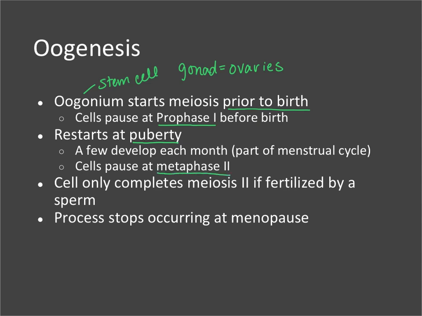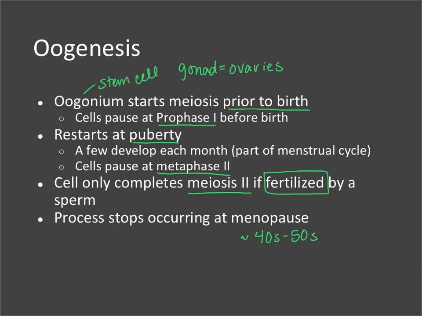And interestingly, the oogonium is not going to completely finish all of the steps of meiosis 2 unless it is fertilized. So it does not actually go through all of the steps of meiosis until the egg is fertilized by a sperm. So after puberty, as I mentioned, these eggs are going to start developing each month. And this is going to keep happening, and this is part of the regular menstrual cycle, until the woman reaches menopause. And menopause typically occurs when the woman is in her 40s or 50s.